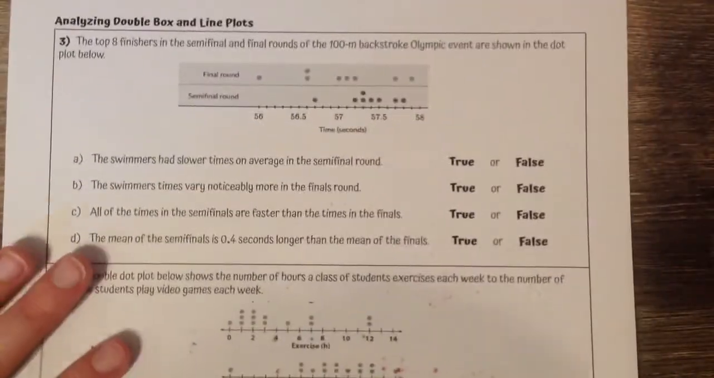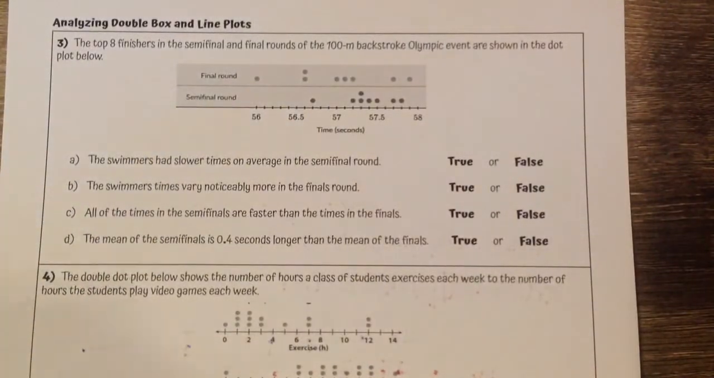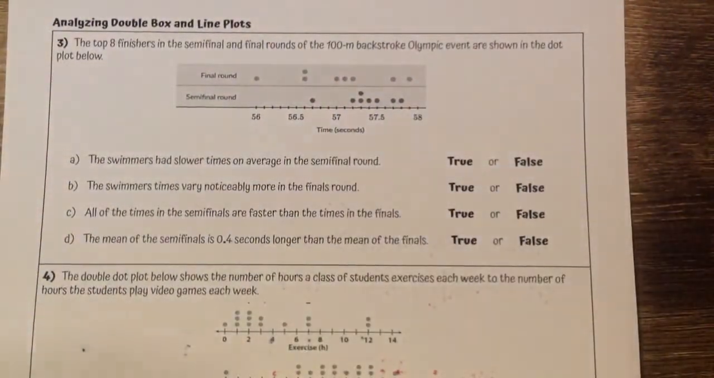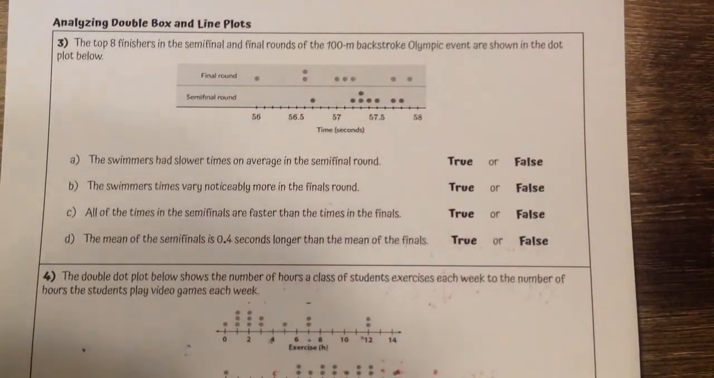All right, number 3, a dot plot here. The top 8 finishers in the semifinal and final rounds of the 100-meter backstroke Olympic event are shown in the dot plot below. The swimmers had slower times on average in the semifinal round. So we're looking at the semifinal.